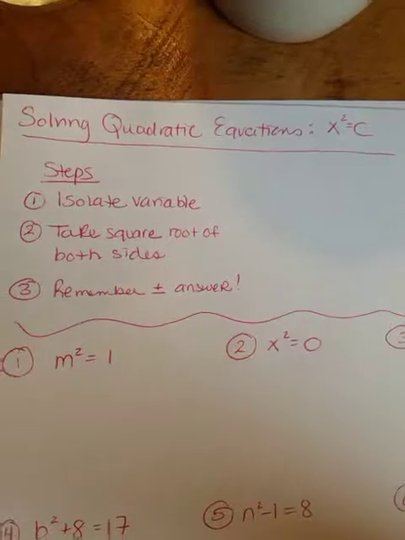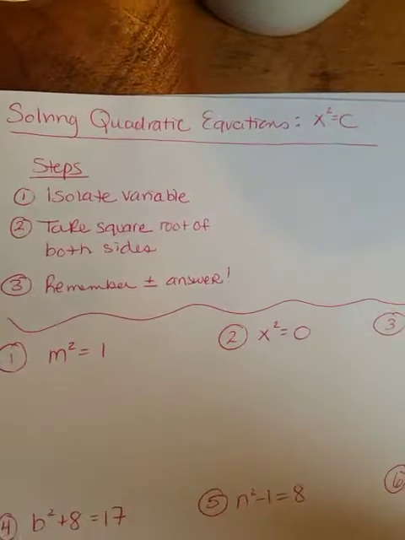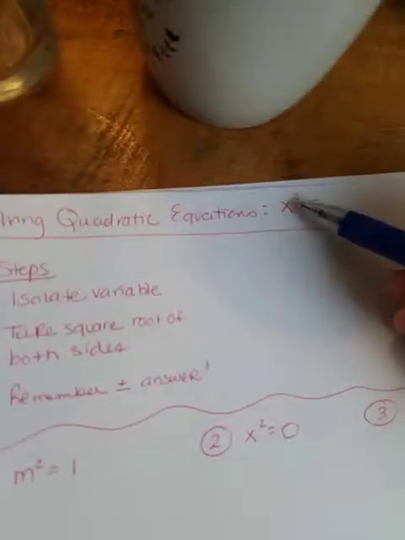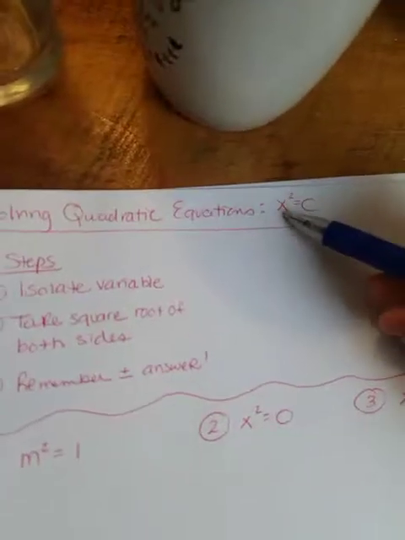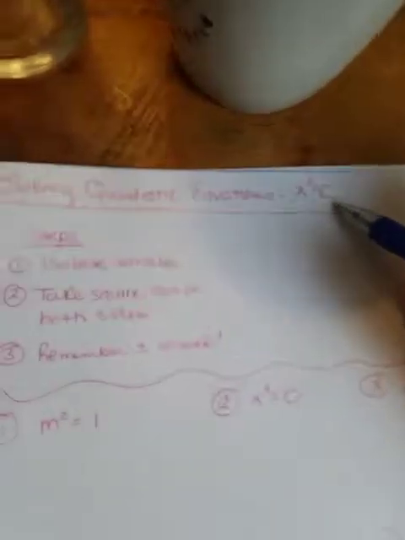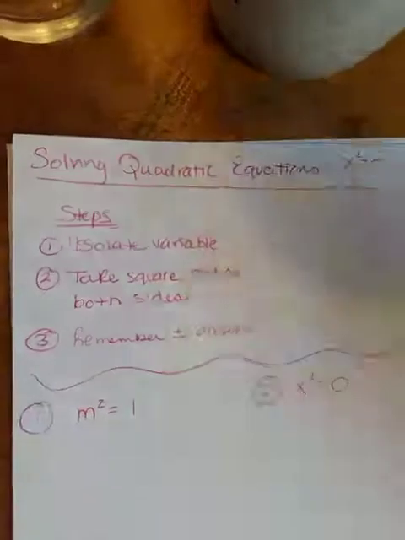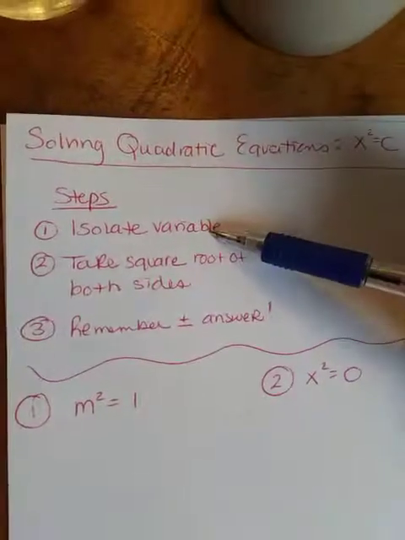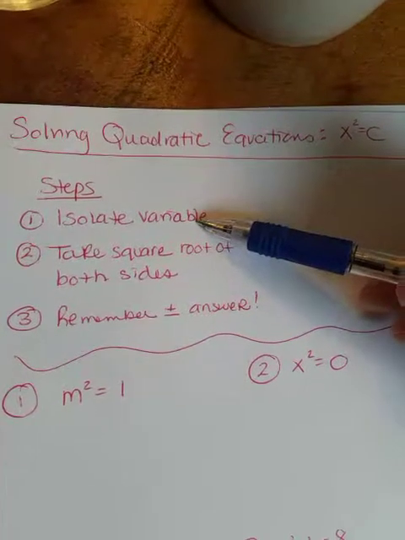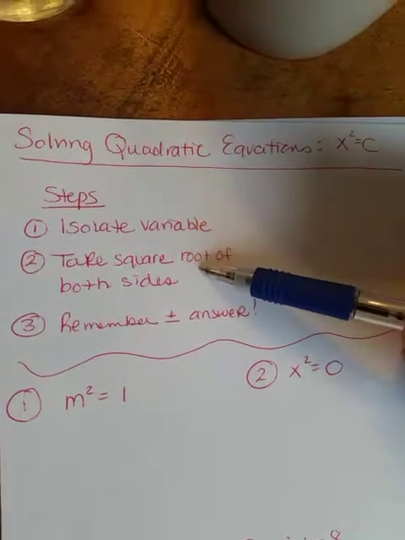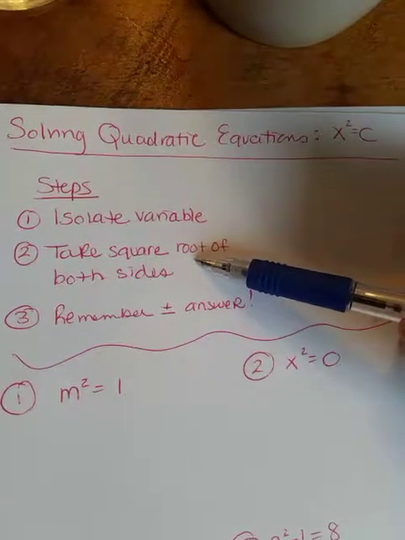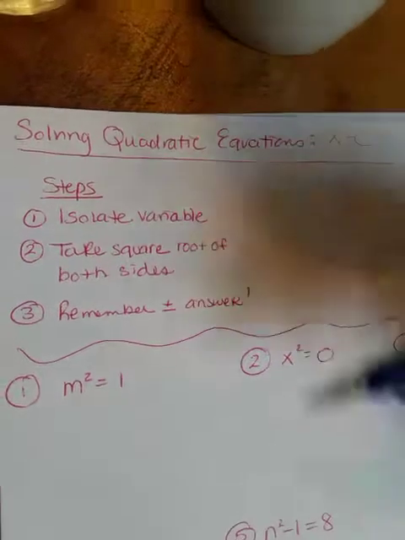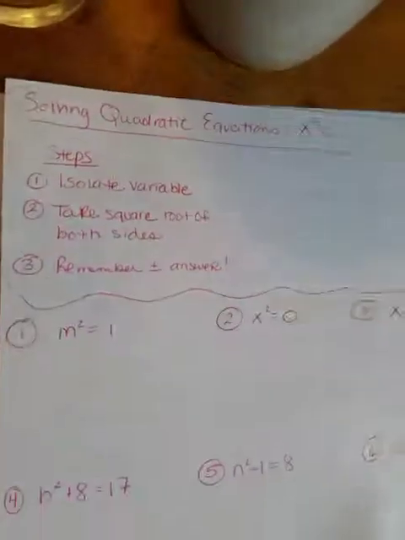Okay, everyone, one of our last topics is solving quadratic equations, which basically just means we're solving equations with a power of 2, like this, x squared equals some number c. The steps to solve these are just like any other equation, where you need to first isolate the variable. We're going to go through all this, but take the square root of both sides, and then you get a plus or minus answer. So these are just steps I wrote out that I'll post on the classroom.